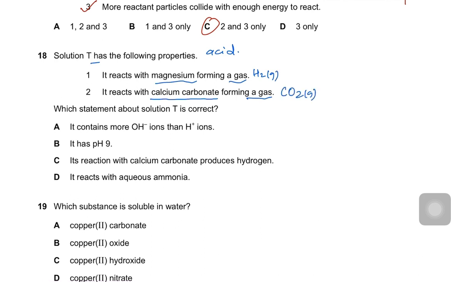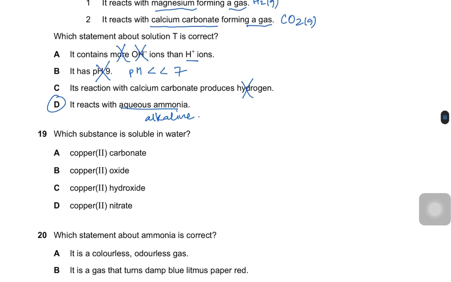Which statement about solution T is correct? It contains more OH- ions than H+. Wrong, because if it's an acid, it should have more H+. It has a pH of 9. Wrong. Acids have a pH below 7. Its reaction with calcium carbonate produces hydrogen. No, sorry, it produces carbon dioxide. It reacts with aqueous ammonia. Yes, that is true because aqueous ammonia is alkaline and our solution T is acidic. So it does react with aqueous ammonia.